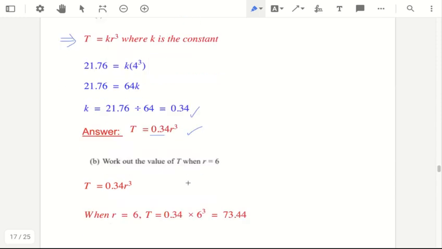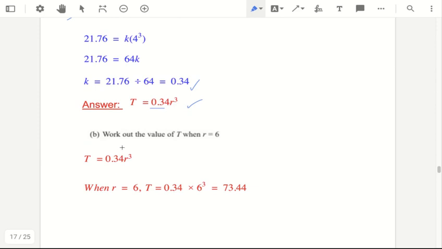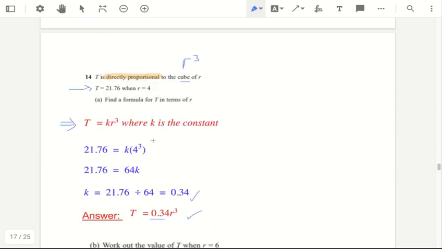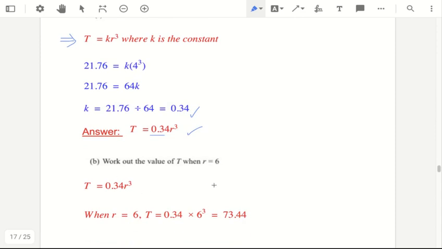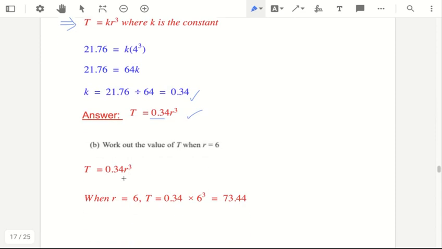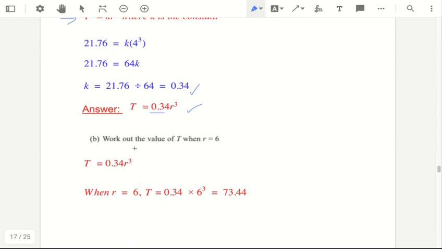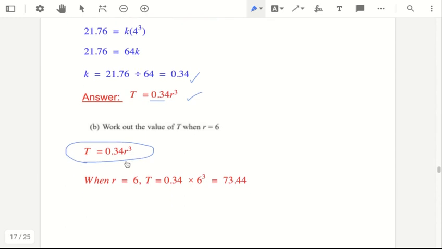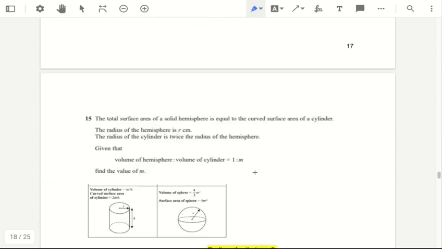Okay, that's the answer. The next question. This one is a relatively easy one as well. But if you were to get A wrong, then obviously your B will be wrong as well. So please double check your workings before you go to part B. Okay, so work out the value of T when R equals 6. So given that previously we found this equation here, when R is 6, we just substitute R as 6, so 6 cubed. So 0.34 times 6 cubed gives us 73.44. So that's it. Okay, next.